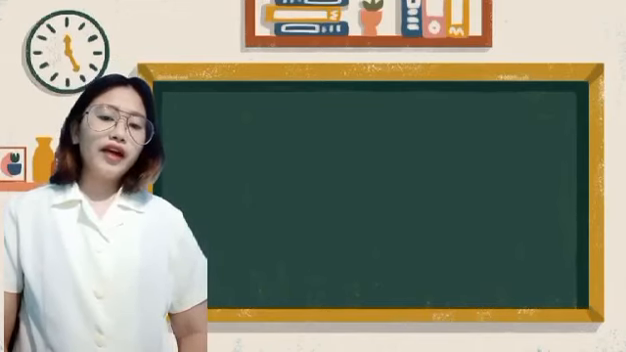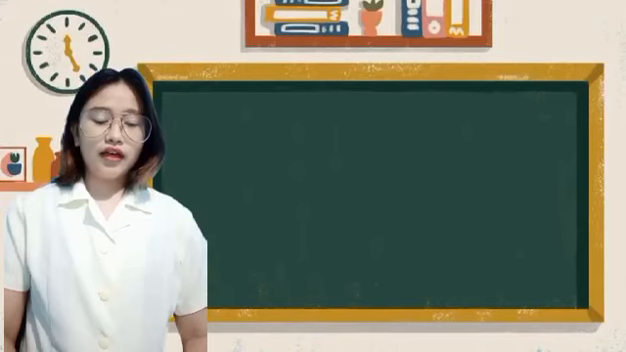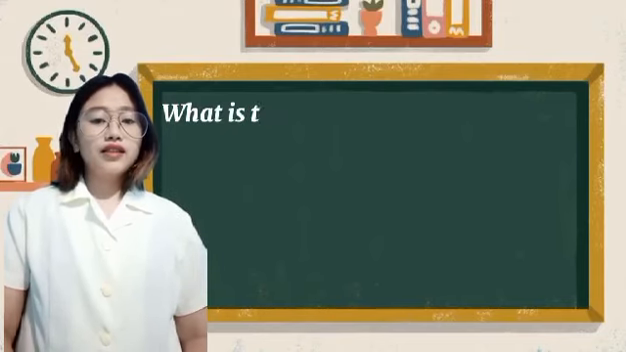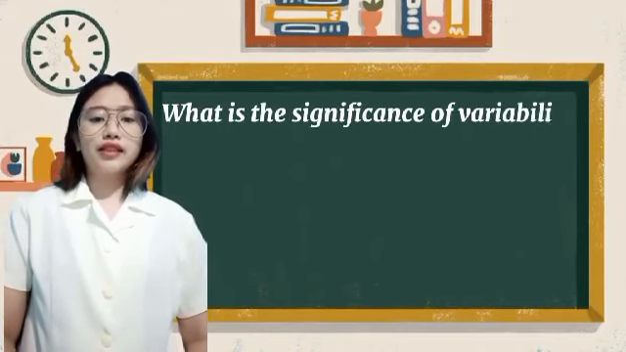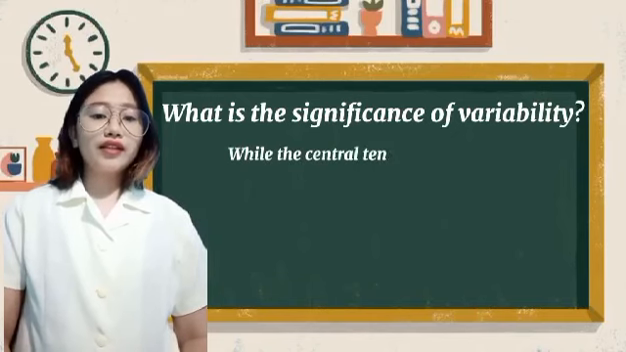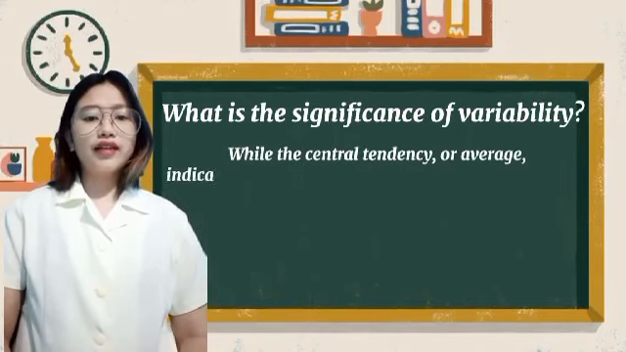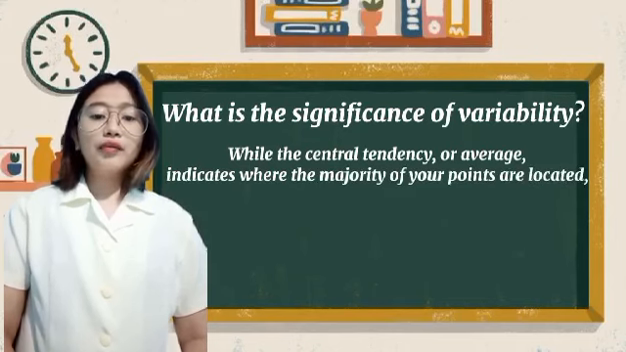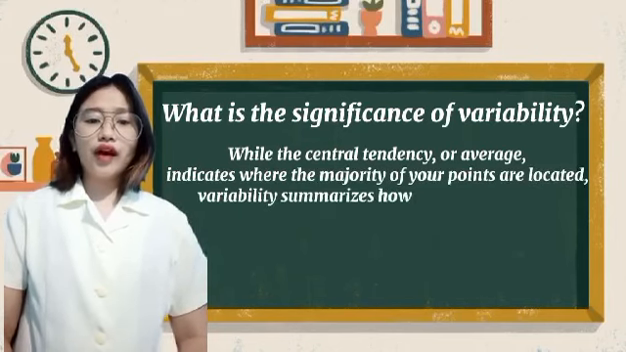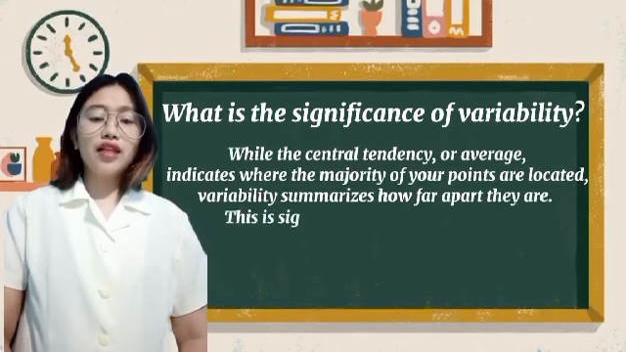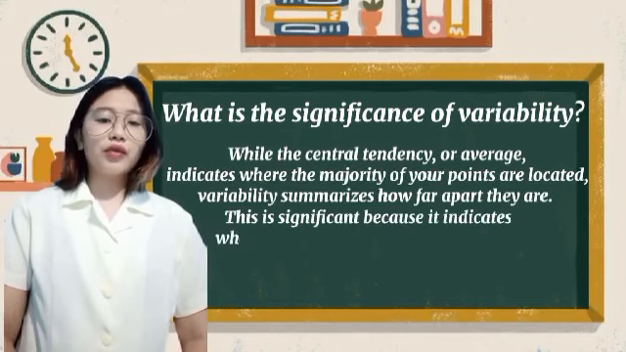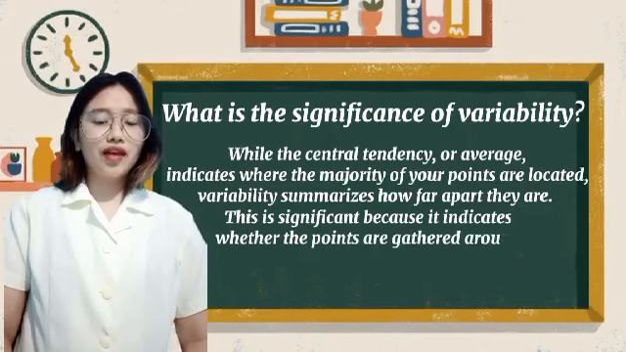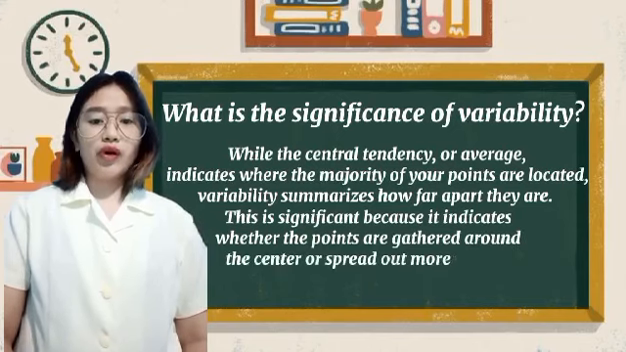So, before I end my discussion, I just wanted to add, what is the significance of variability? While the central tendency or average indicates where the majority of your points are located, variability summarizes how far apart they are. This is significant because it indicates whether the points are gathered around the center or spread out more widely.